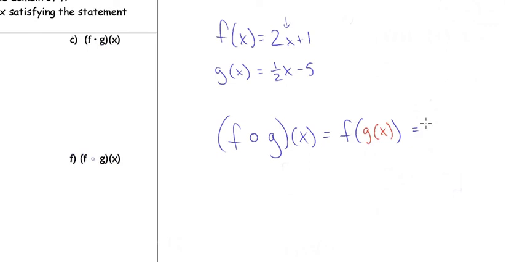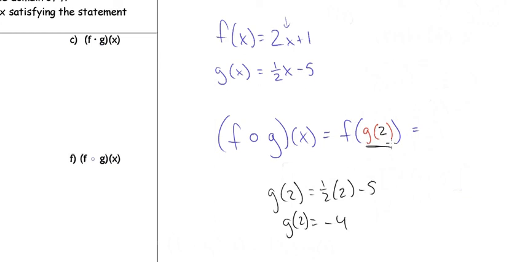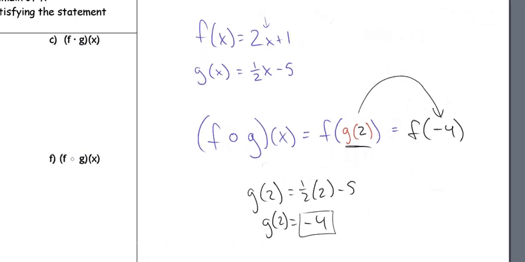Now let's go ahead and plug in 2 once again. If we had plugged in g of 2, I would go through and find out what g of 2 is. So g of 2, again, is 1/2 times 2 minus 5. g of 2 is negative 4. Now we're going to plug negative 4 into f of x, because now I found out what g of 2 is. It is negative 4. That's its output. So f of negative 4, because again, negative 4 is what g of 2 is.